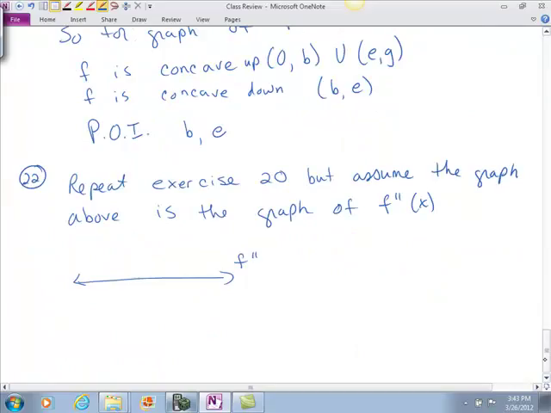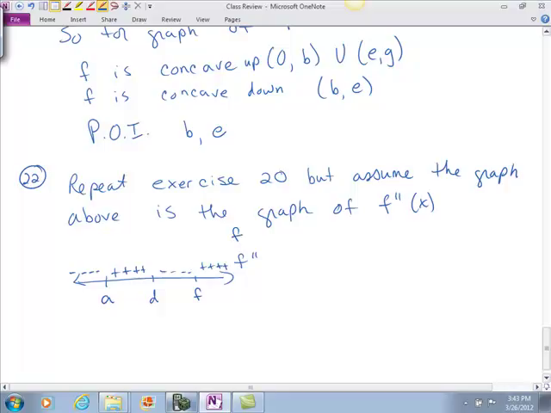Okay, so A, D, and F were where the second derivative equals 0. The second derivative had negative y values, and then from A all the way to D they were positive y values. And then from D to F they were negative y values, and from F on they were positive y values.